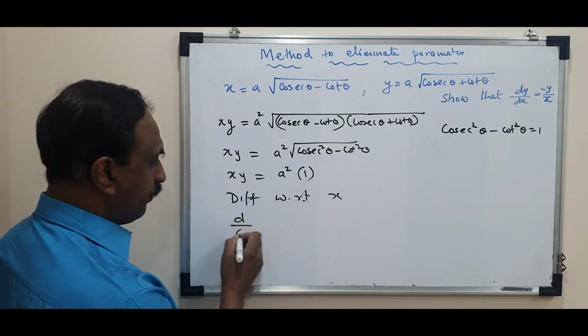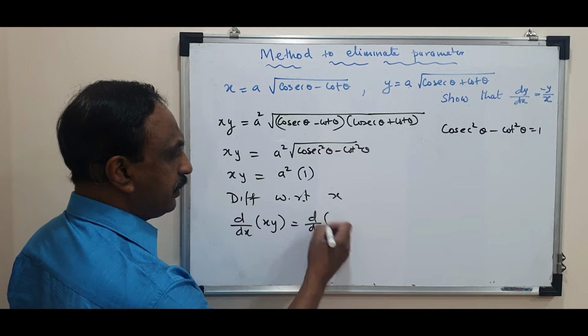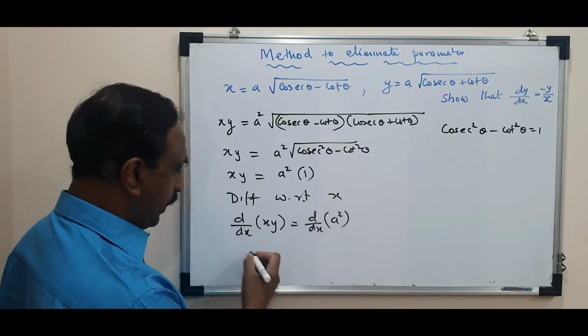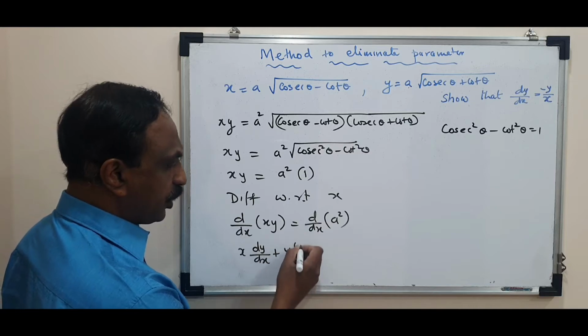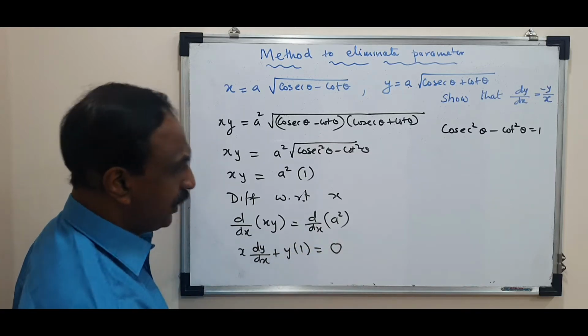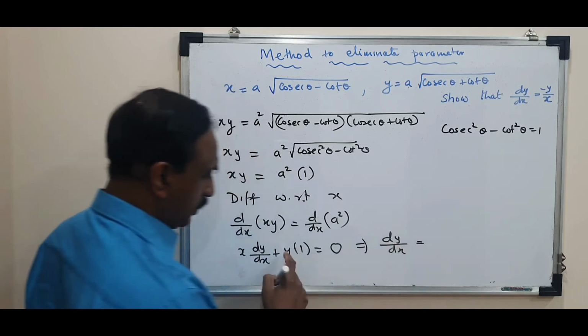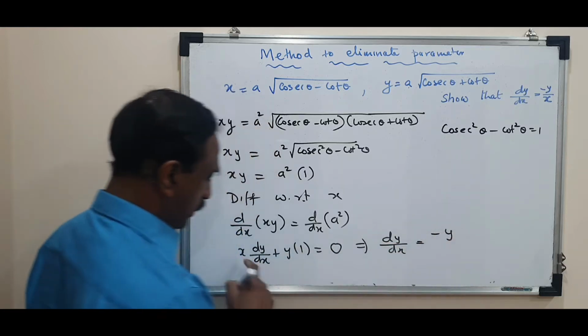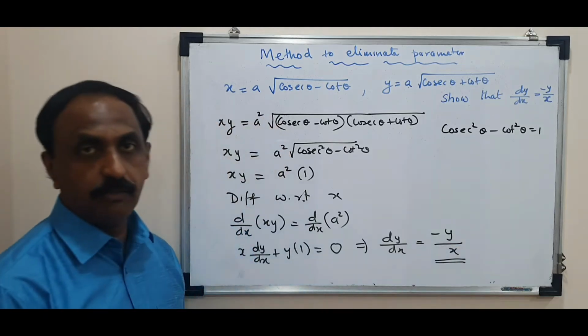So d by dx of xy is equal to d by dx of a square. So the a square goes away. x into derivative of y plus y into derivative of x is equal to 0. And from here I get dy by dx is equal to, this y goes to the left, so minus y. The coefficient of dy by dx is divided, so hence I get the answer as minus y by x.